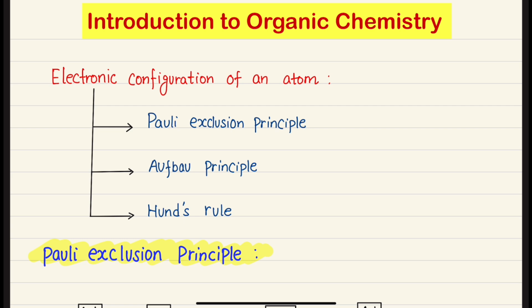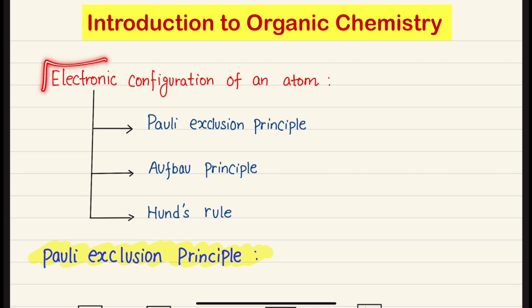I am Sudhanshu Kumar, and in today's lecture we are going to talk about the electronic configuration of an atom. So the question is, what does electronic configuration mean? The answer is, it describes how the electrons occupy the atomic orbital inside an atom. And all these things we study in electronic configuration, right?